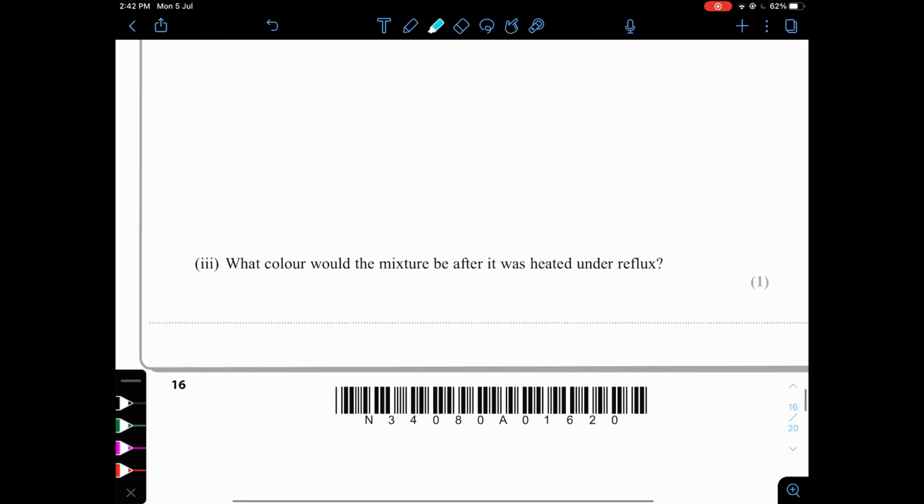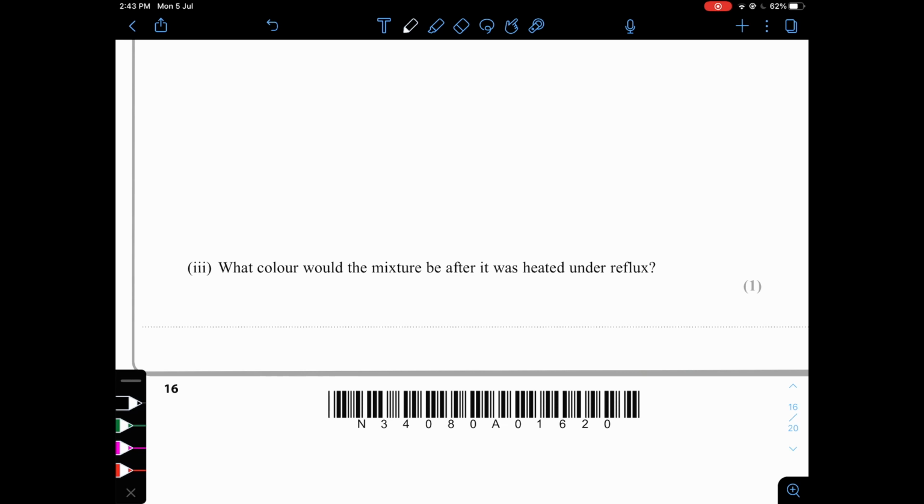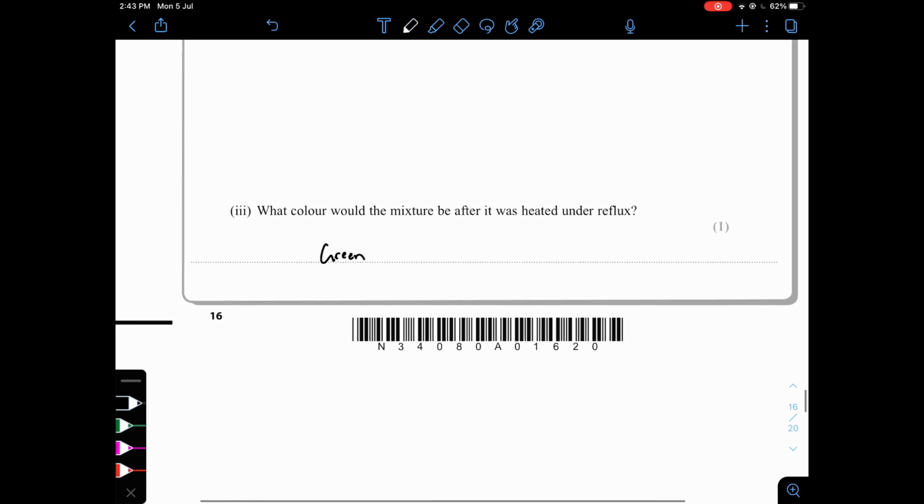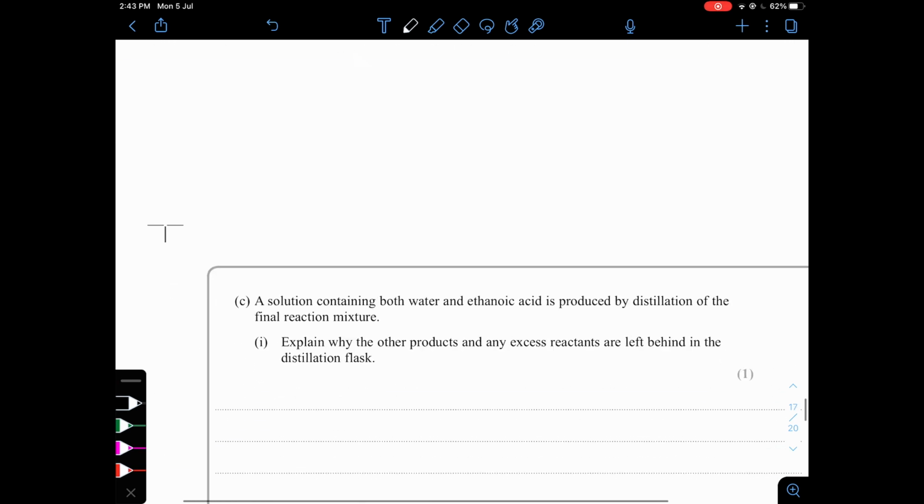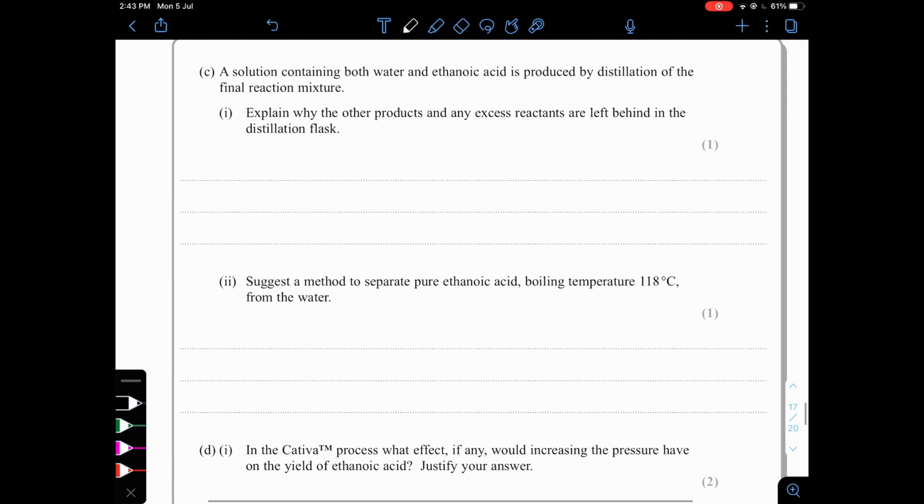So what color would the mixture be? We know that potassium dichromate turns from orange to green when it's oxidized. So that's what's going to happen. So it's green.